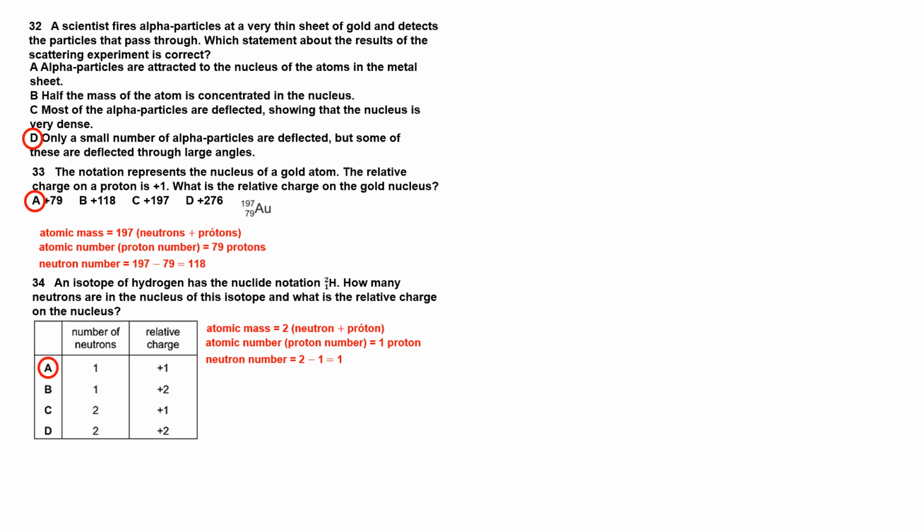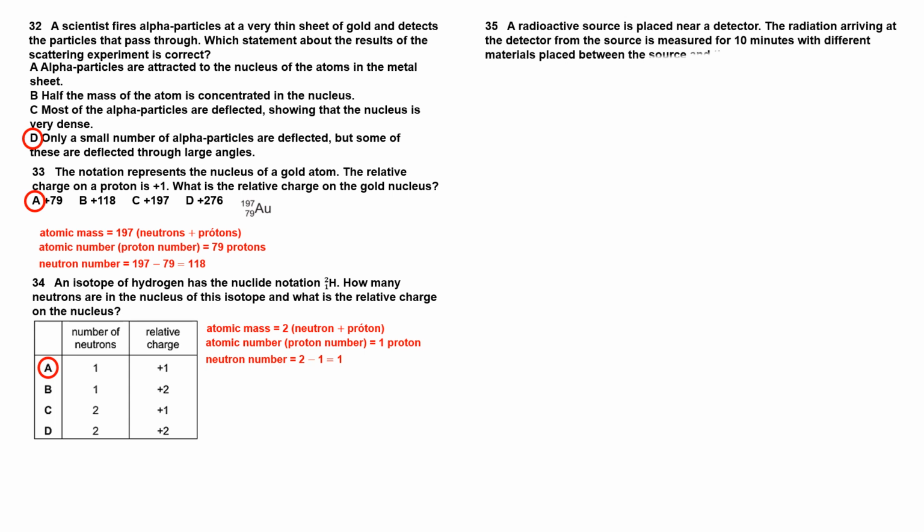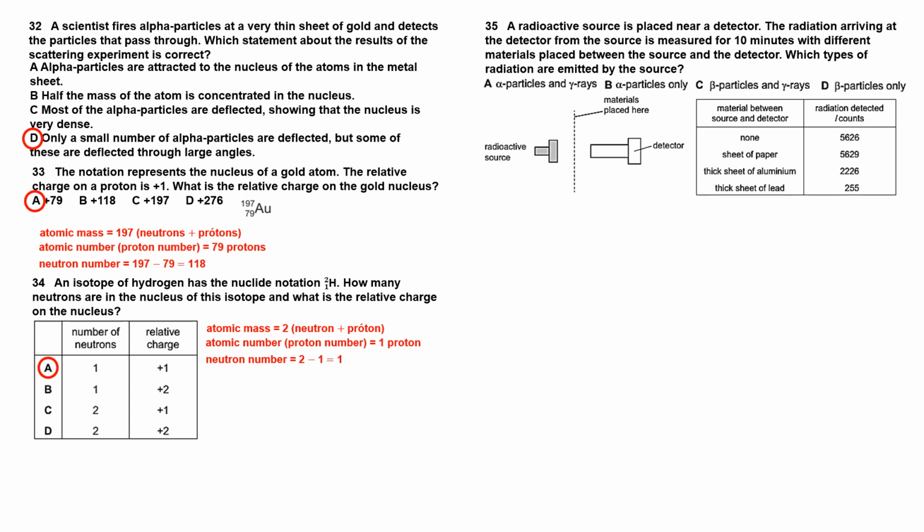Question 35. A radioactive source is placed near a detector. The radiation arriving at the detector from the source is measured for 10 minutes, with different materials placed between the source and the detector. Which types of radiation are emitted by the source? To identify the types of radiation emitted by a radioactive source, we can analyze how different materials affect the radiation detected.